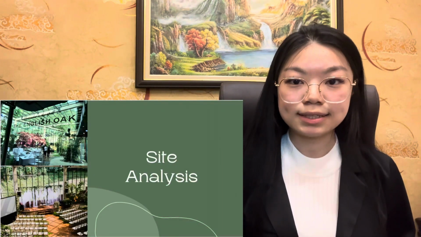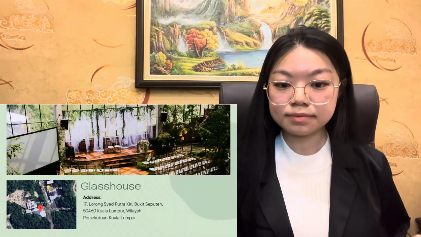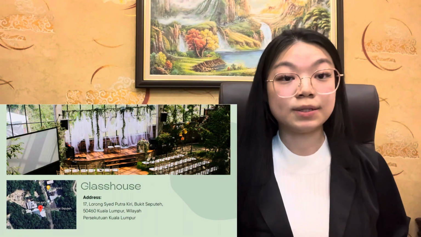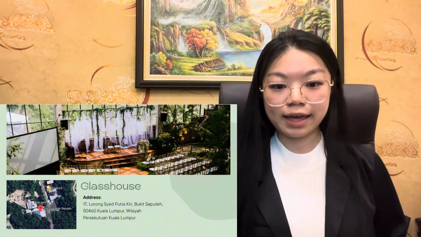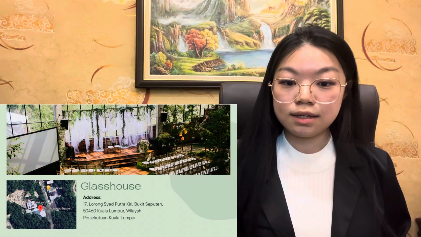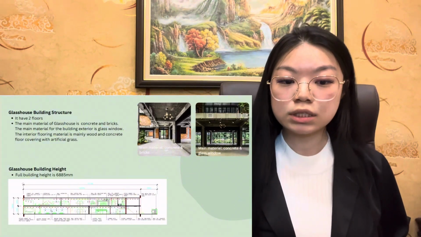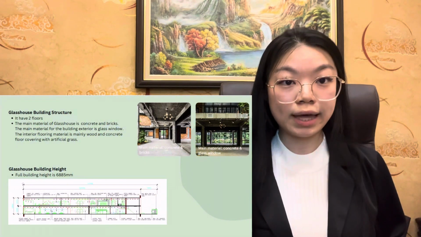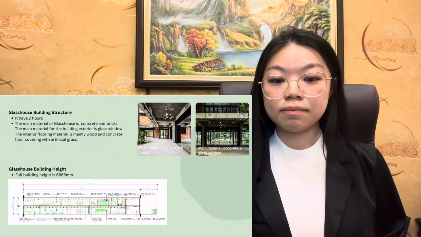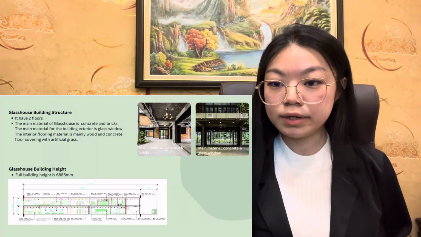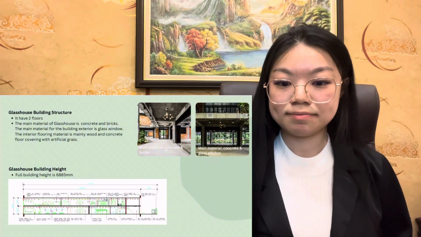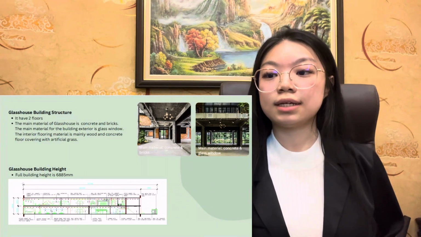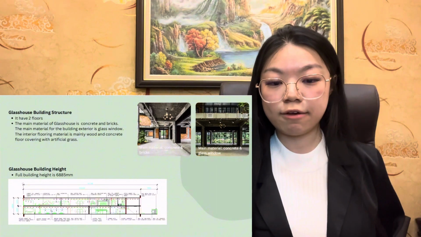So next, this is my site analysis. My site is called Glass House. It is located at Seputeh in KL. As its name suggests, Glass House is mainly made of glass windows for the building exterior, and their second main materials are concrete and bricks. It has two floors, with a total height of 6,885 mm.